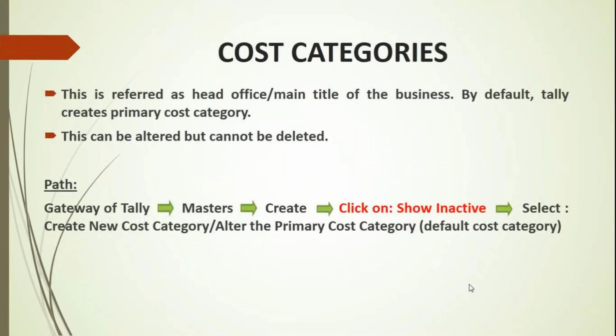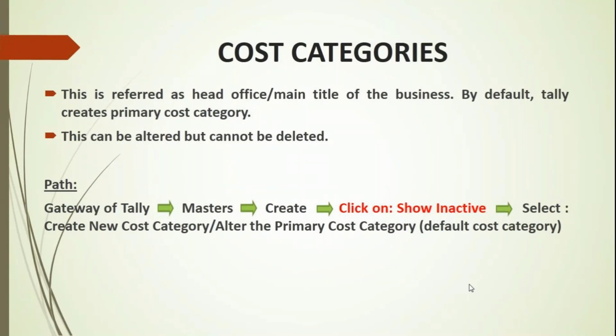Next we go for cost categories. What do we mean by the term cost categories? Cost categories are referred to as the head office or the main title of the business. By default, Tally creates a primary cost category which can be altered but cannot be deleted.